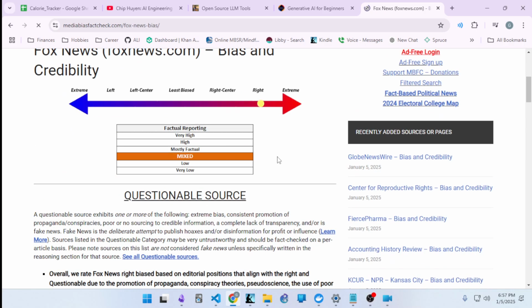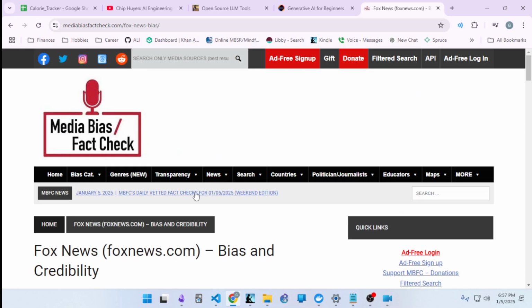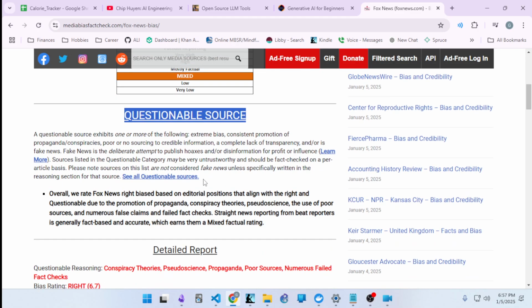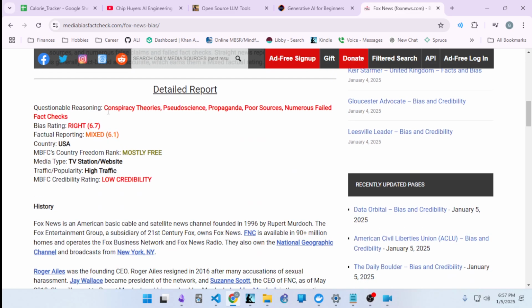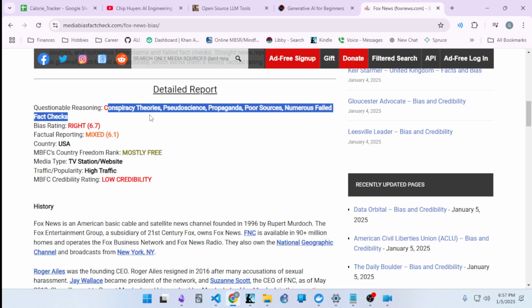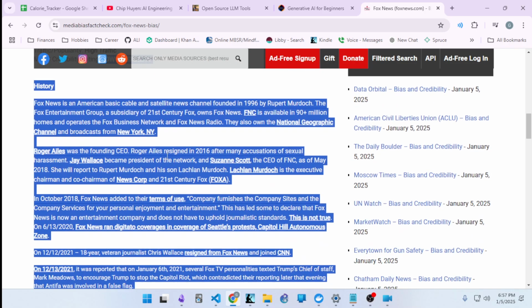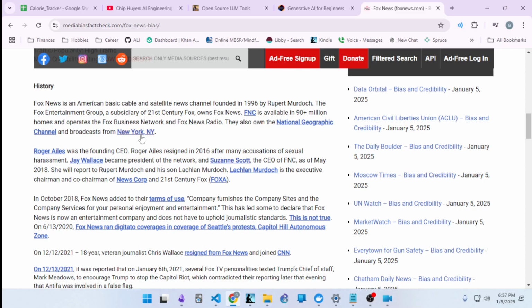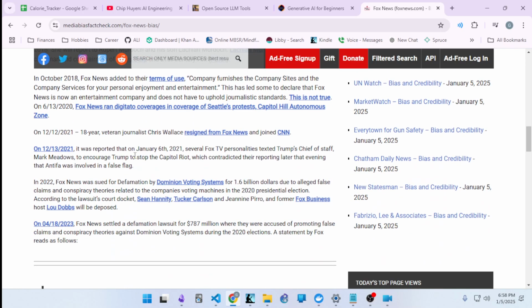But Media Bias Fact Check is amazing. I love it. So Fox News is a questionable source, and they'll explain exactly why: they report on conspiracy theories, pseudoscience, propaganda, poor sources, numerous failed fact checks, very low credibility. Yep, and they were sued for defamation. Some of their biggest programs had to be dropped due to the lawsuit because they were making false claims and conspiracy theories against the company.